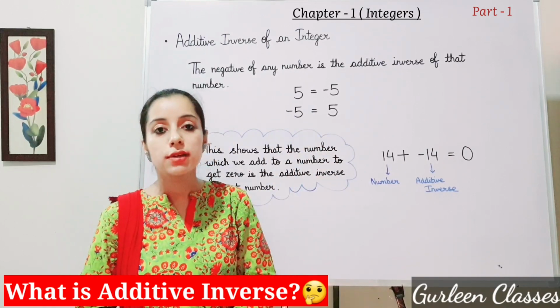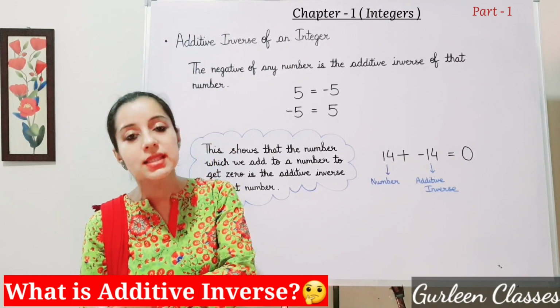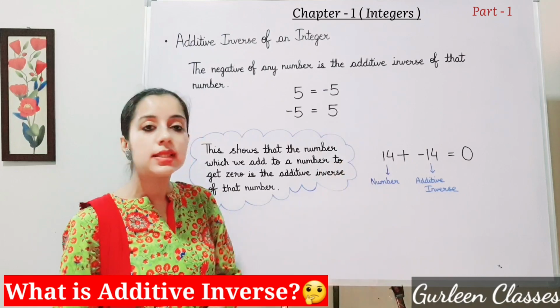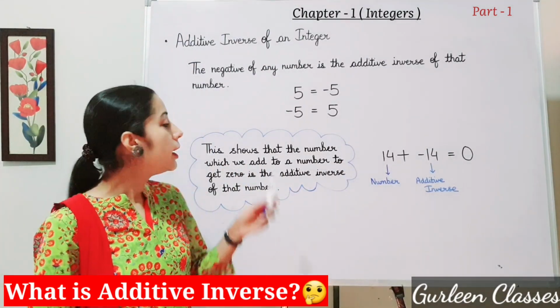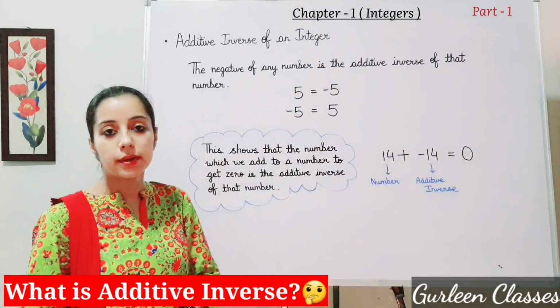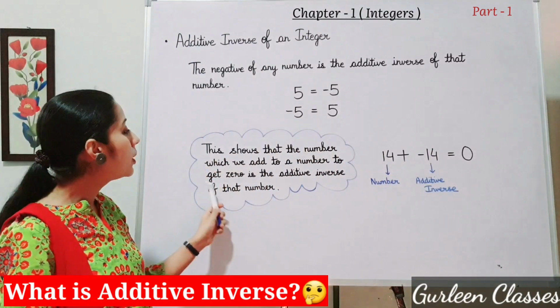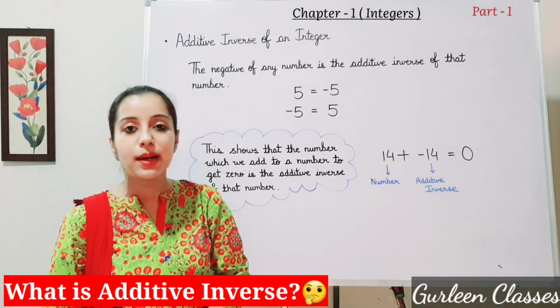In simple words, you can say changing the sign. Plus will be minus, minus will be plus. And here in the example, you can see what it shows. It shows that the number which we add to a number to get 0 is the additive inverse of that number.